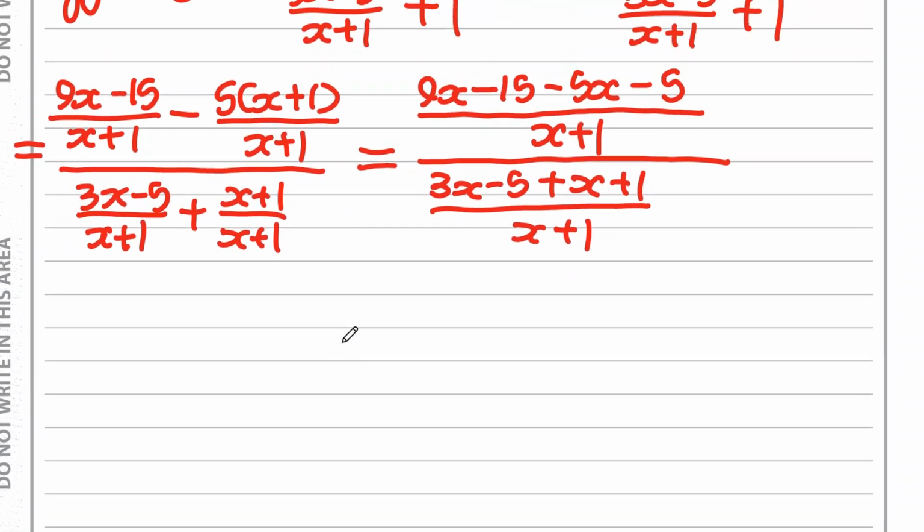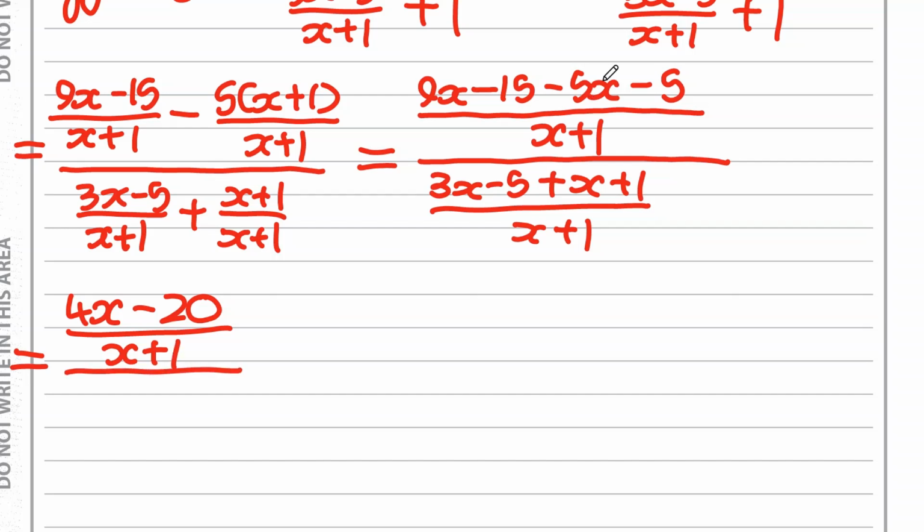Okay, so we can simplify this. In this numerator here we have 9x minus 5x, which is equal to 4x, and then we have minus 15 minus 5, which is equal to minus 20, and this is over x plus 1, and then this is over, and here we have 3x plus x, which is equal to 4x, and then we have minus 5 plus 1, which is equal to minus 4, and this is over x plus 1 like this here.